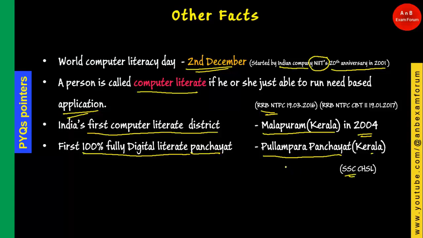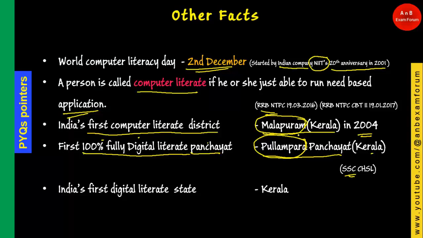Okay, I repeat once again, World Computer Literacy Day is on 2nd December. A person is called computer literate if he is able to run the application on the computer. And the first computer literate district is Malappuram in Kerala, whereas the first 100% digital literate panchayat is Pullampara Panchayat in Kerala. And if you talk about the first digital literate state, it is Kerala. So Kerala has led in computer literacy.